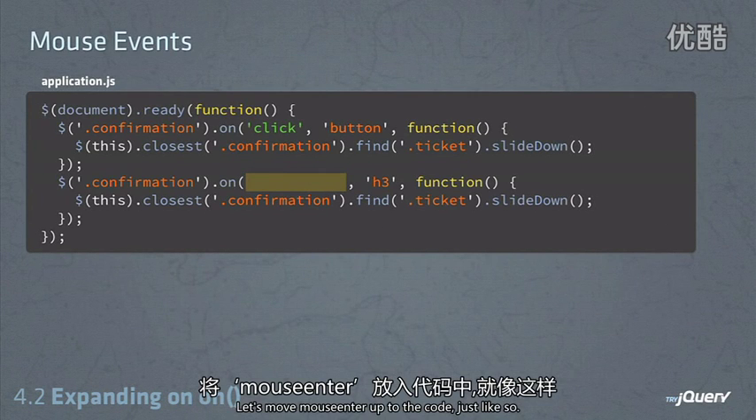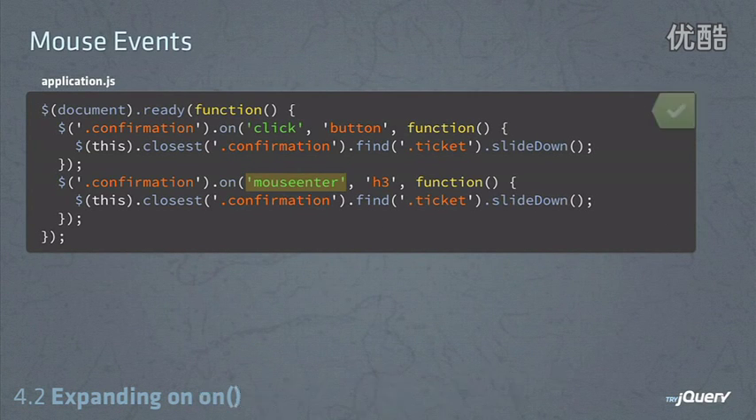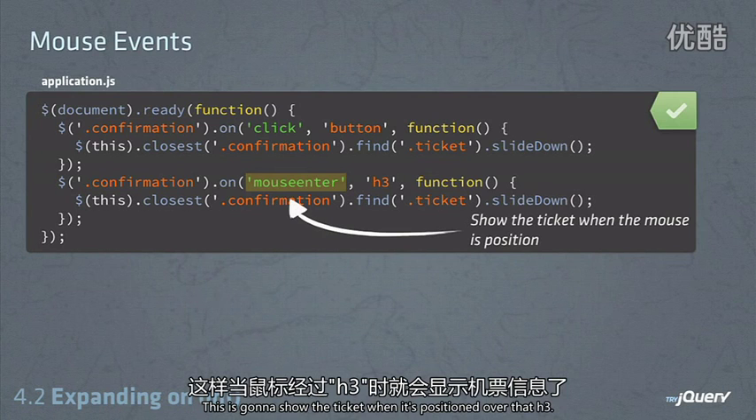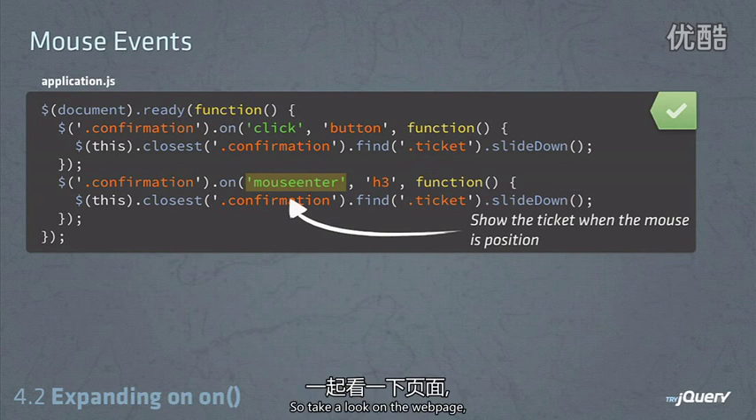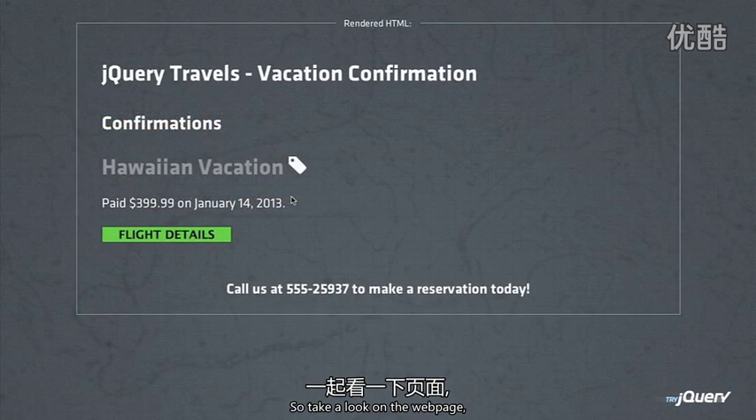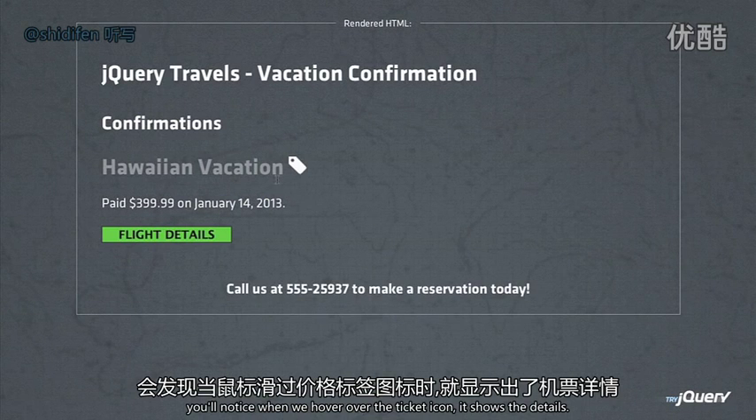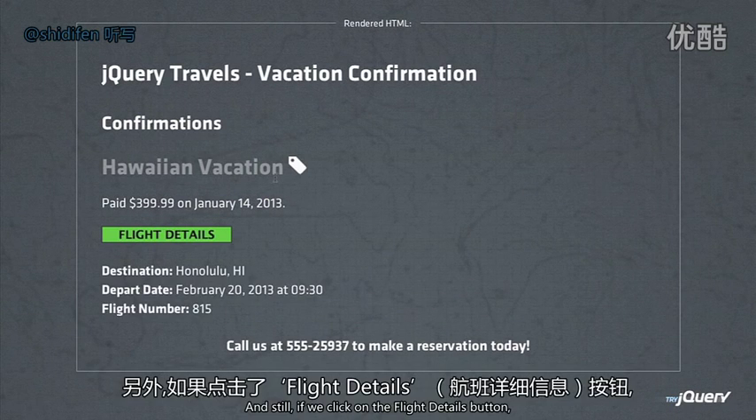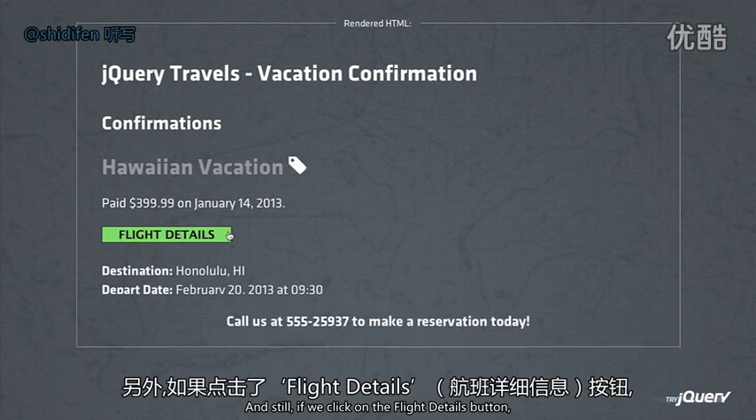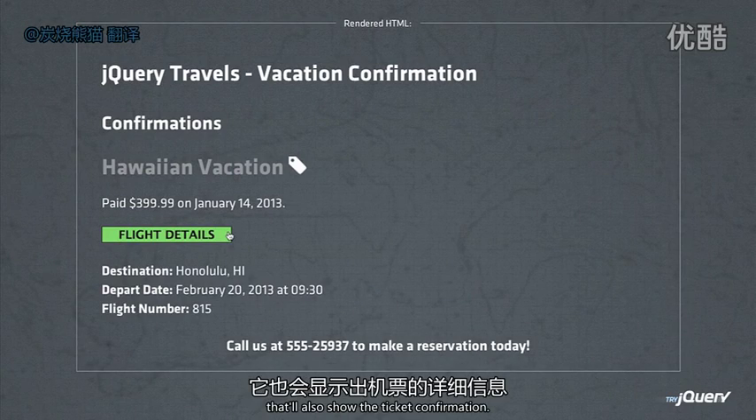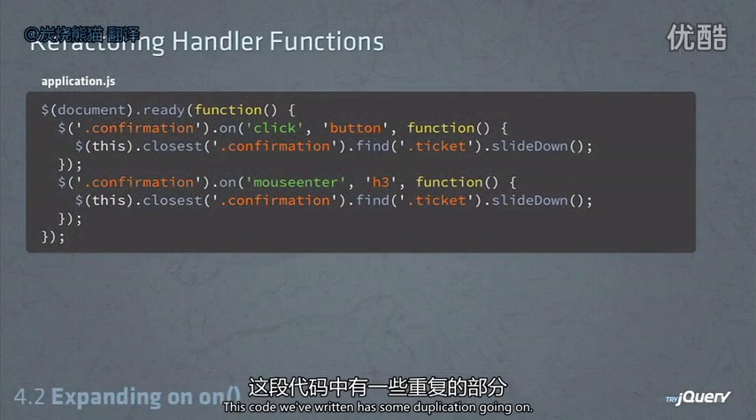So let's move mouse enter up into the code, just like so. This is going to show the ticket when it's positioned over that H3. So let's take a look on the web page, and you'll notice when we hover over that ticket icon, it shows the details. And still, if we click on the flight details button, that'll also show the ticket confirmation.